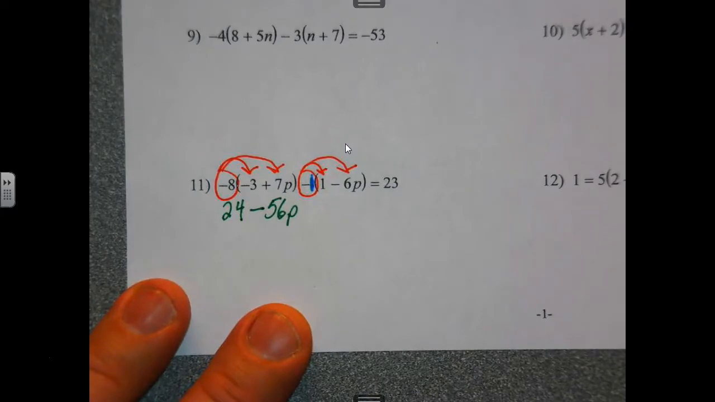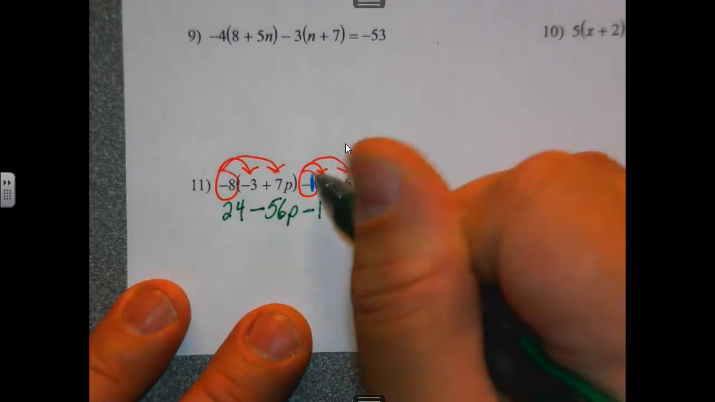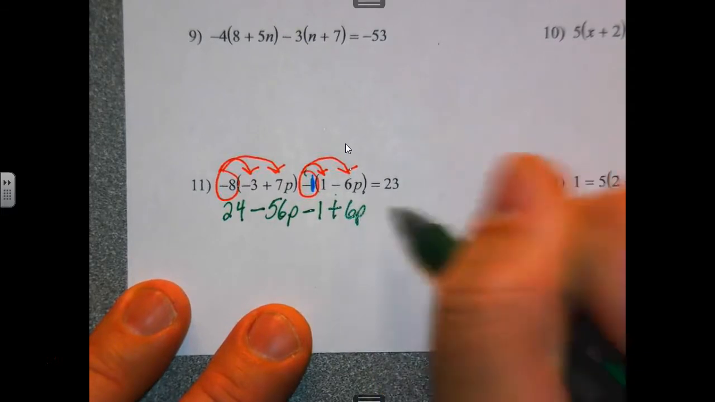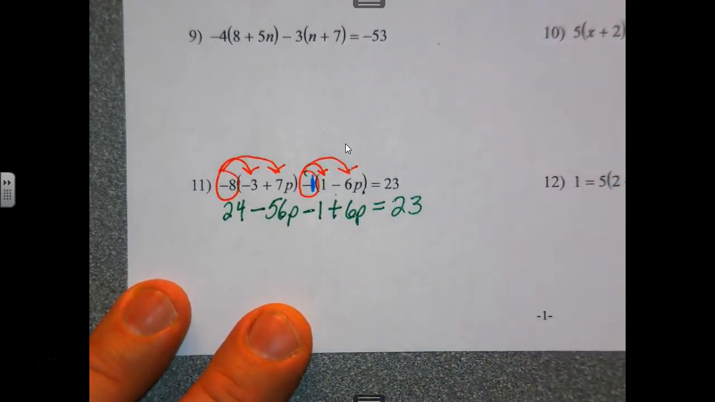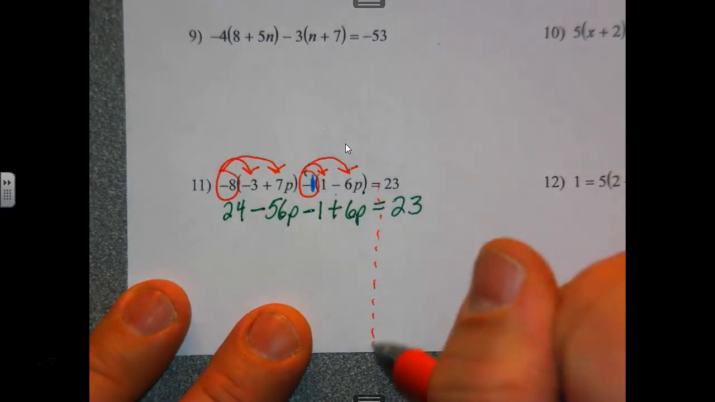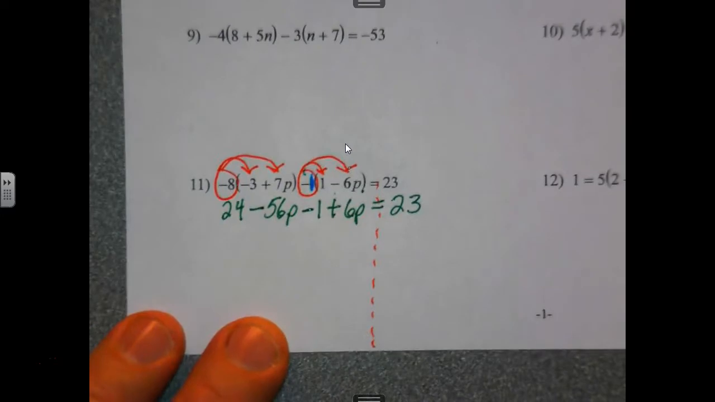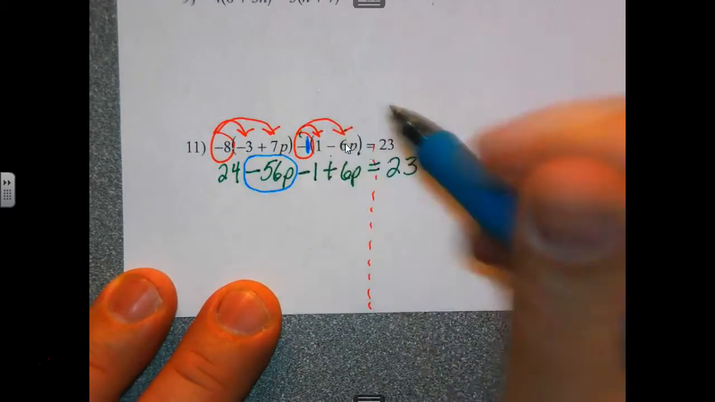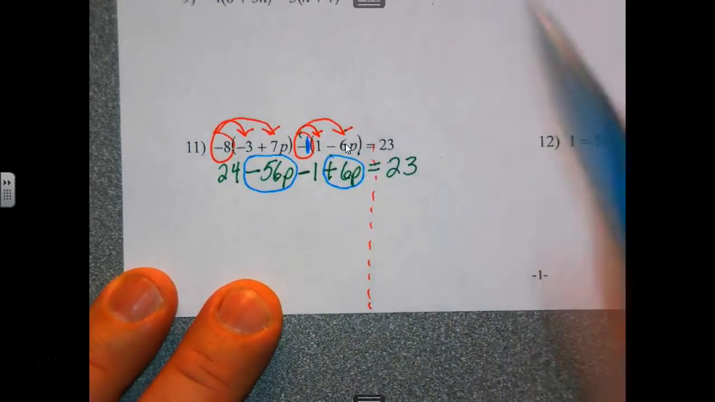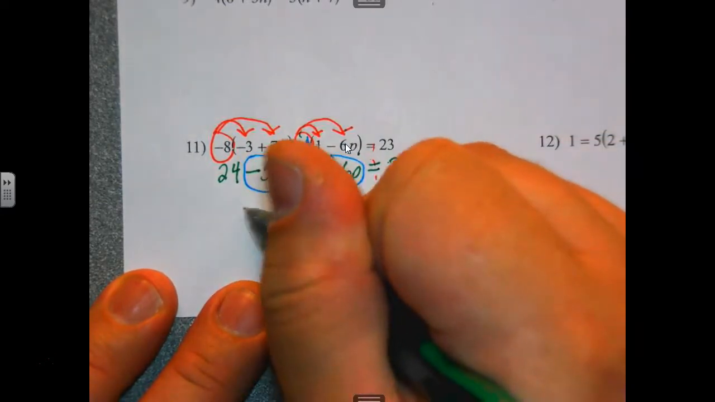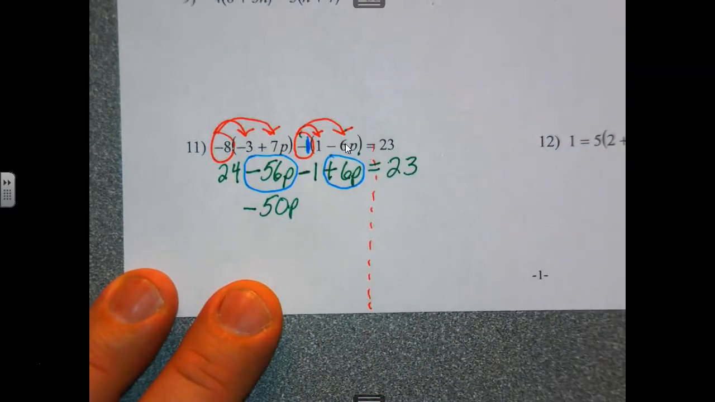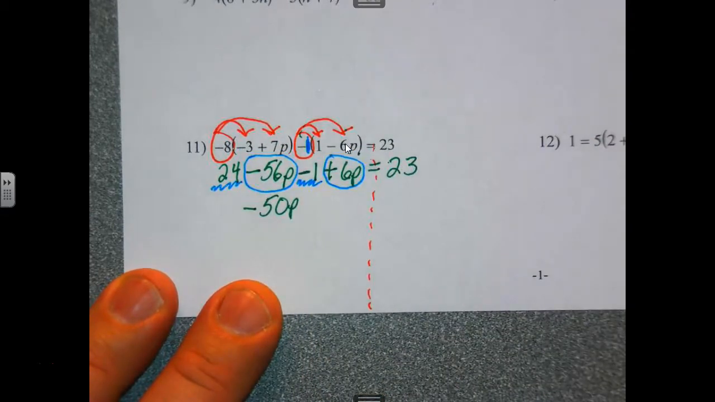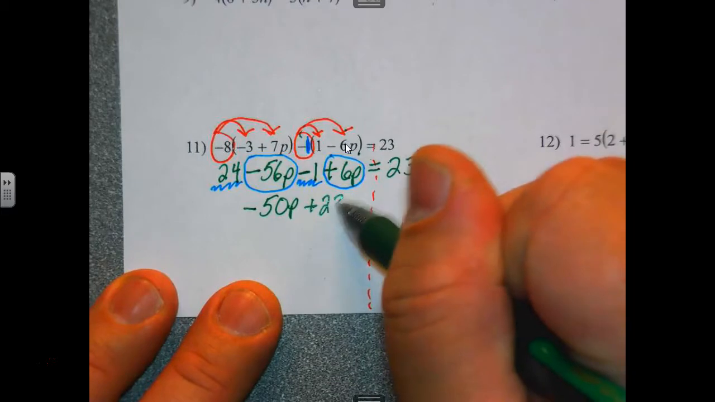-1 times a +1, -1. -1 times a -6, +6p. Okay, let's combine like terms on the same side of the equal sign. See, I've got a -56p and a +6p. Gives me a -50p. -1 and a +24 gives me a +23.